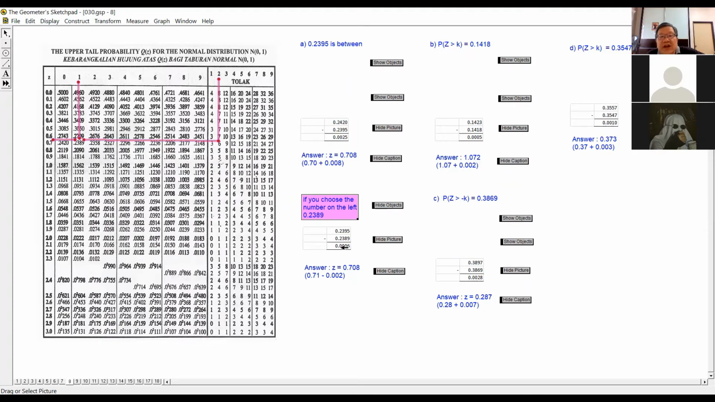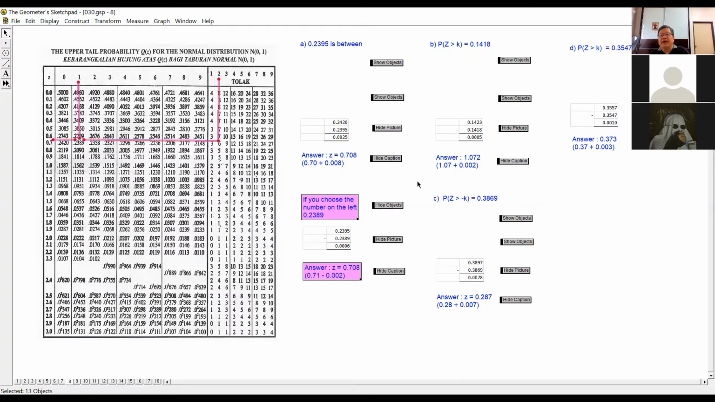And the difference is 0.0006. So I look behind, there's this number 6 there, the number is 2. So what should I do? I take 0.71 minus this number, 0.002. So the answer is still the same, 0.708.